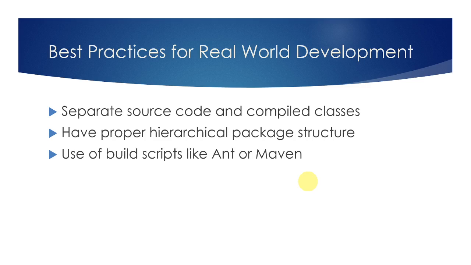That is okay when you have just one or two classes, but when you have hundreds and hundreds of classes, that is not going to work because it's going to clutter and make things really messy. So what we want to do is have our source code in one particular folder hierarchy, and the compiled classes we want to keep in a different folder hierarchy.